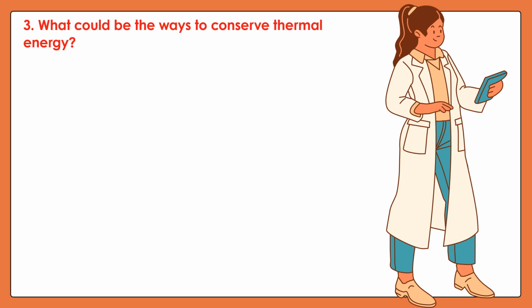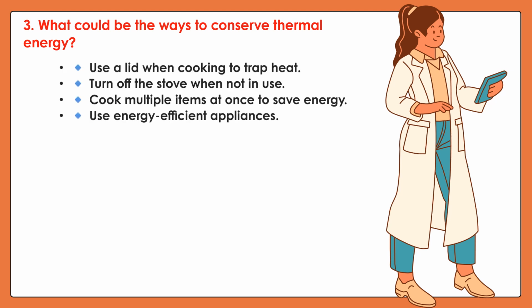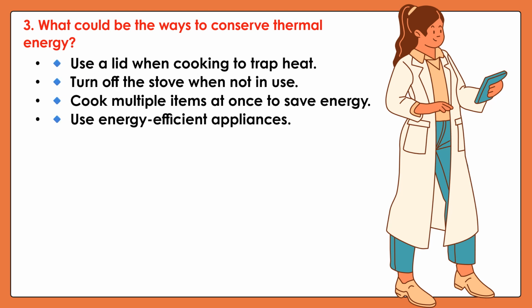Number 3, what could be the ways to conserve thermal energy? Here are the possible answers. First, use a lid when cooking to trap heat. Second, turn off the stove when not in use. Third, cook multiple items at once to save energy. And fourth, use energy-efficient appliances.